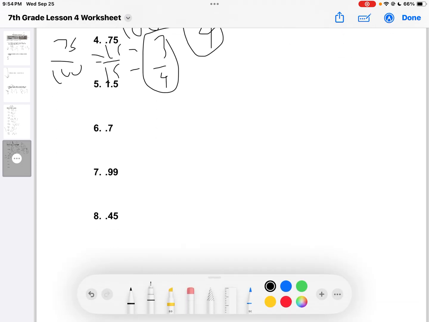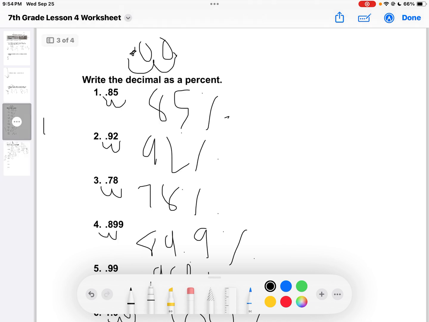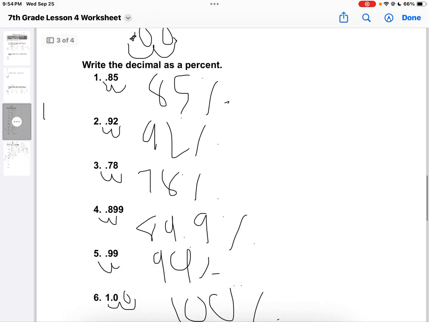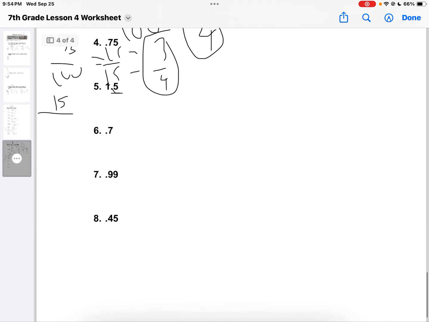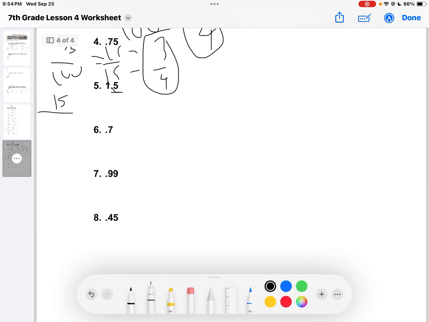Number 5, 1.5. This is only to the tenths place, so it'll be 15 over. Oh, what happened? Oh, my bad. So moving on, again, it's 15, since it's in the tenths place, 15 over 10. We simplify by dividing by 5 to get 3 over 2, which is 1 and 1/2.